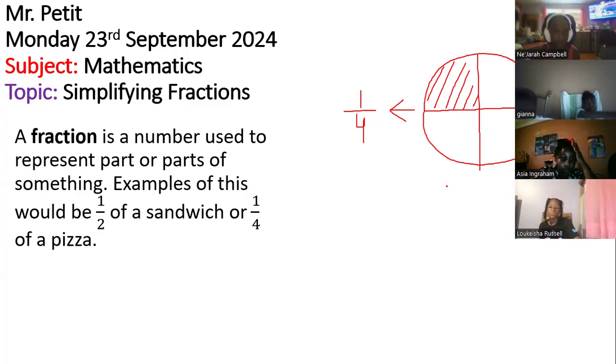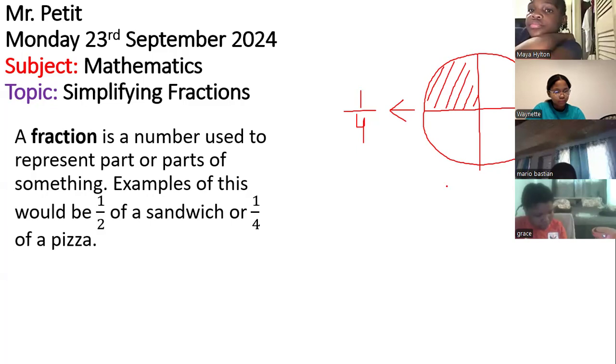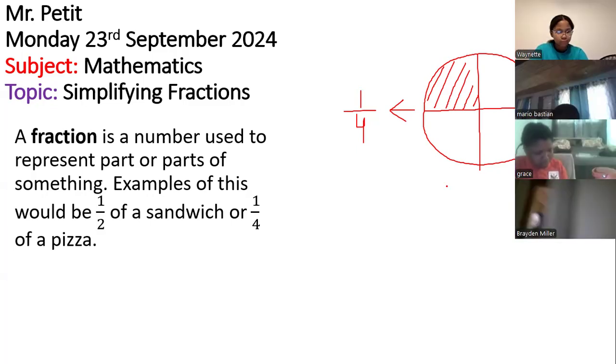And Maya, can you read this paragraph that we have? A fraction is a number used to represent part or parts of something. Examples of this would be 1/2 of a sandwich or 1/4 of a pizza. Of a pizza, very good. All right, so let's move on.